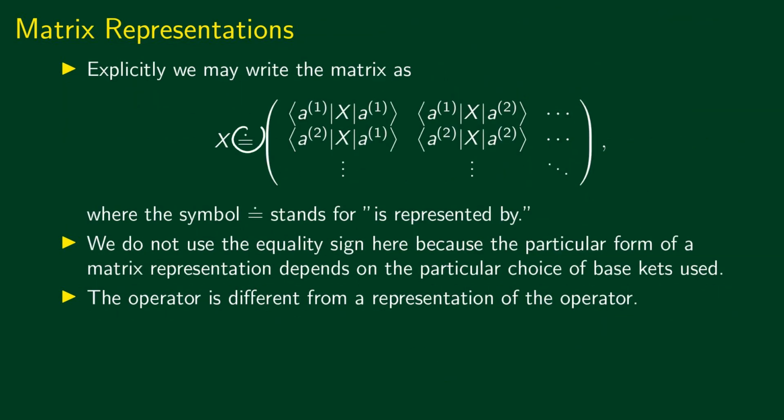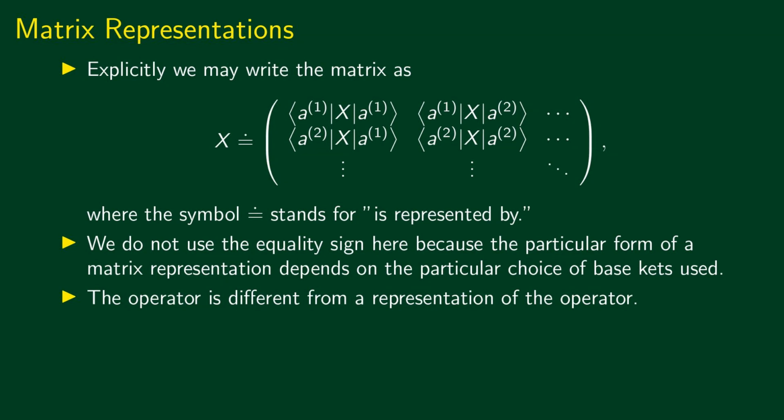X is represented by this matrix. The matrix elements are ⟨A1|X|A1⟩, ⟨A1|X|A2⟩, etc. We do not use the equality sign here because the particular form of a matrix representation depends on the particular choice of base kets used. So this matrix looks entirely different in some other bases.